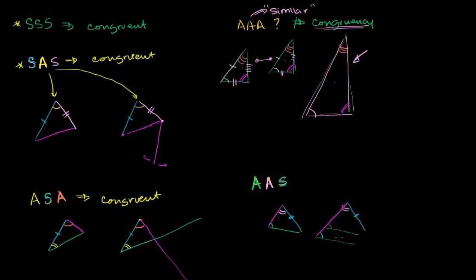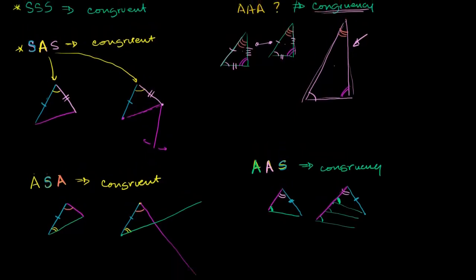But how can we form any triangle that is not congruent to this? Because the bottom line is this green line is going to have to touch this one right over there, and the only way it's going to touch that one right over there is if it starts right over here. It starts right over here because we're constraining this angle right over here. We're constraining that angle. And so it looks like angle, angle, side does indeed imply congruency. So that does imply congruency.